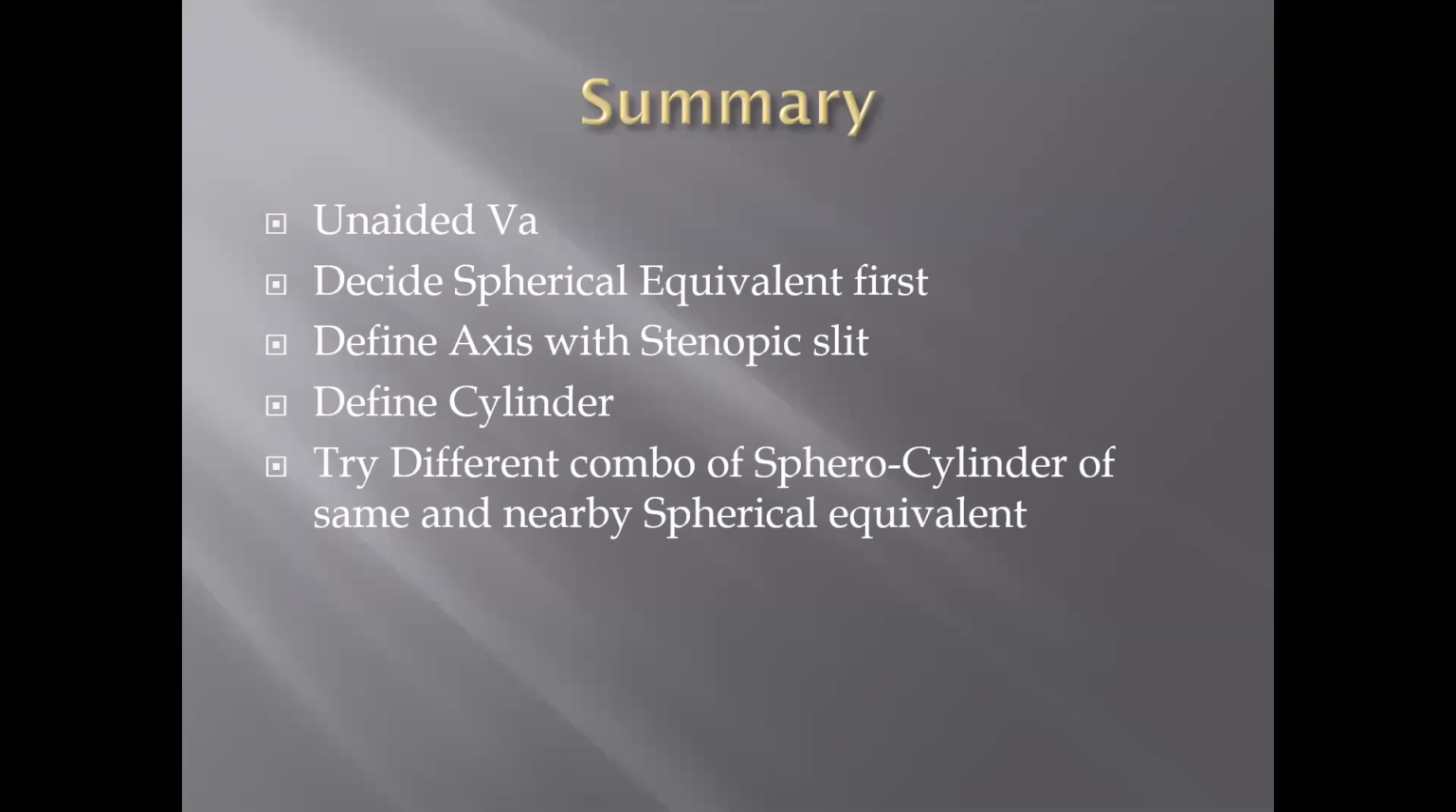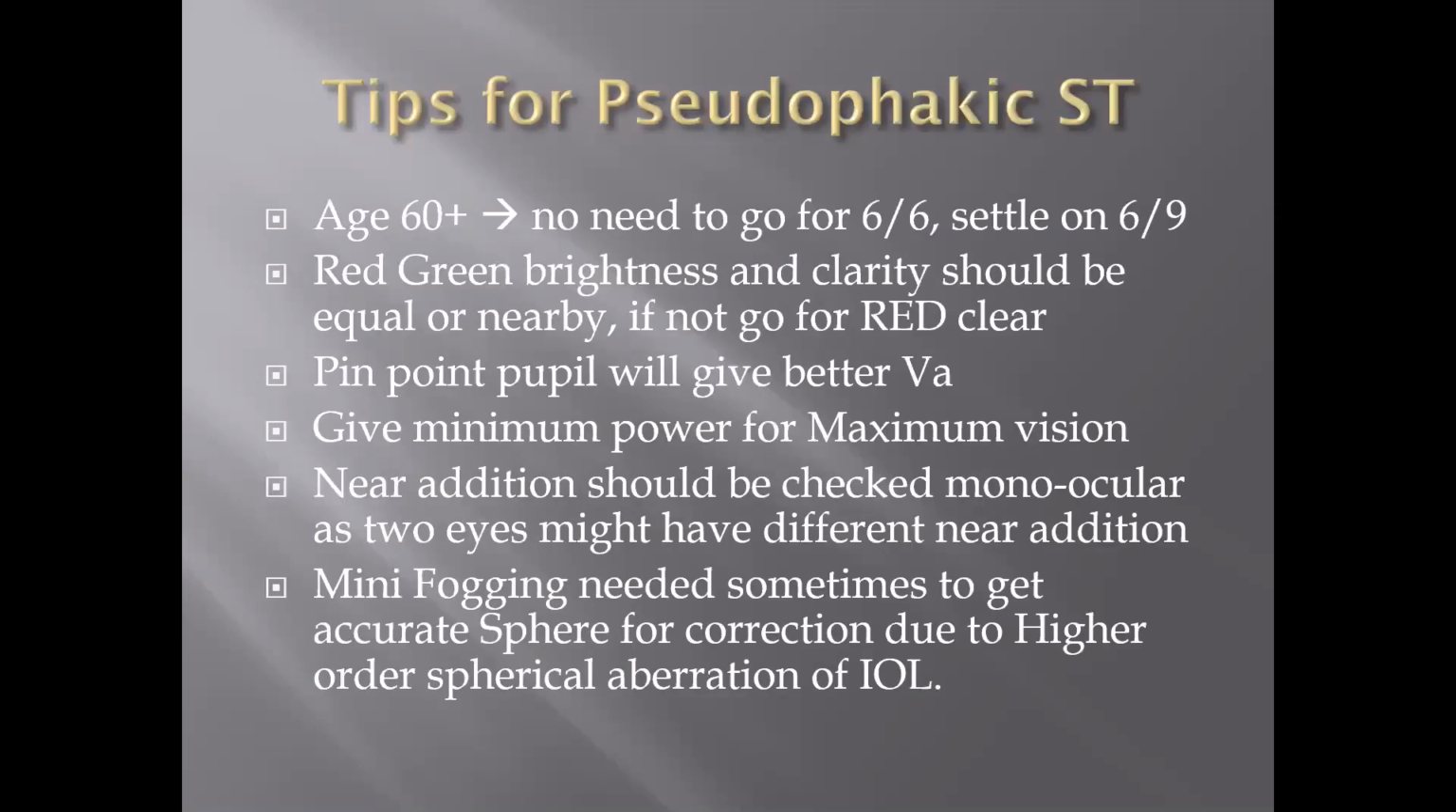Then define the cylinder at the particular axis suggested by the stenopic slit, and then try different combinations of spherical and cylindrical power, along with the nearby combinations of the nearby spherical equivalent. So these are the points we discussed in our last session. Now today we are going to see a few examples. Let's start one by one.